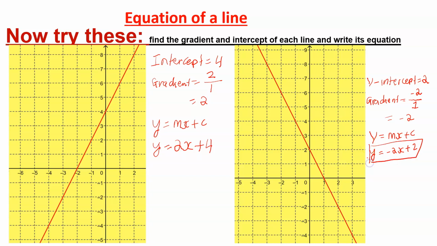So actually this is how you find the equation of a line when the line is drawn. Okay? So that's how you find it. You read the y-intercept from the graph, and you try to find your gradient by taking one step in the horizontal direction, and how many steps you need to go up to catch your graph.